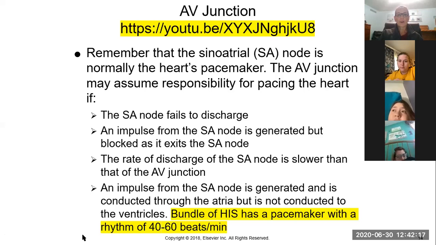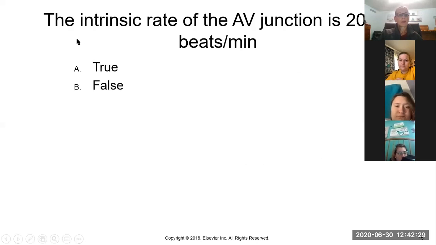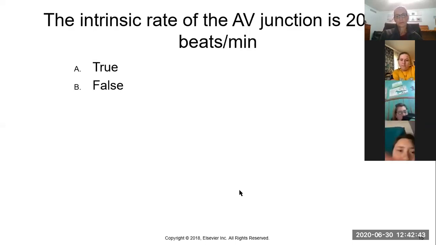If the AV doesn't work, then you've got the bundle of His, which is a rate of 40 to 60 per minute, okay? So tell me, the AV junction is 20 to 40. Is that true or false? False, right? So what is it, 40 to 60? Yes? Okay.